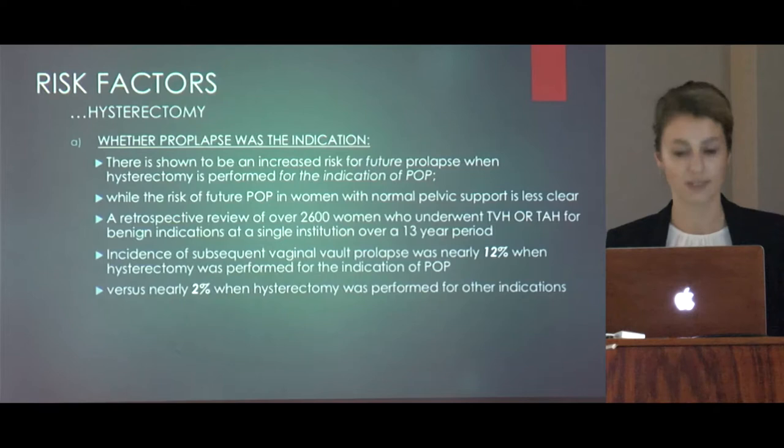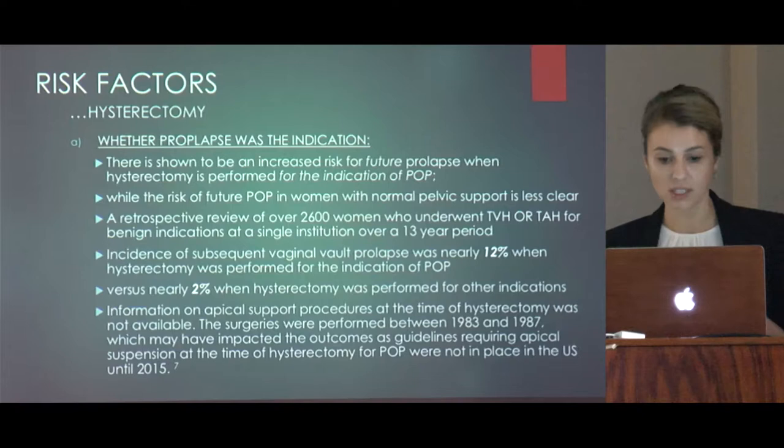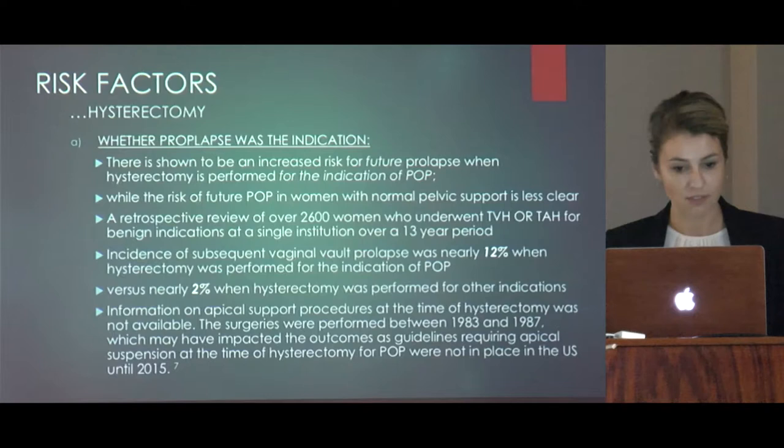However, information on apical support procedures at the time of these hysterectomies was not available, and the surgeries were performed between 1983 and 1987, which may have impacted the outcomes, as guidelines requiring apical suspension at the time of hysterectomy for prolapse were not in place in that area of the US until 2015.